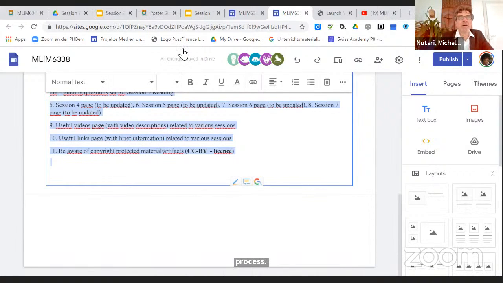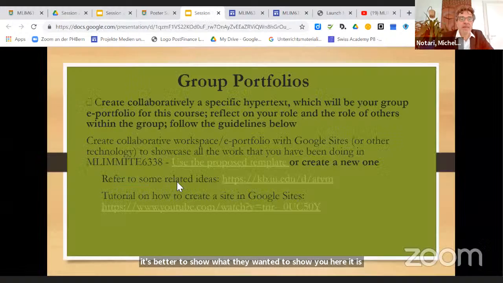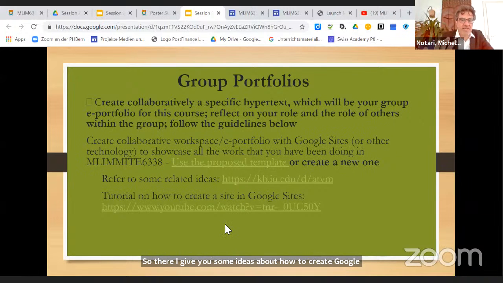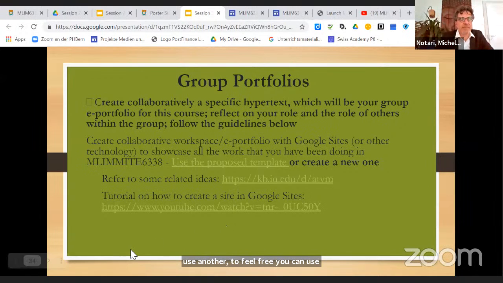Okay, I go back now to my presentation because there I think it's a bit better to show what I wanted to show. Here it is. So there I give you some ideas. It's about how to create Google Sites. This is for Google Sites. If you want to use another tool, feel free. You can use Wix, or there are many others.